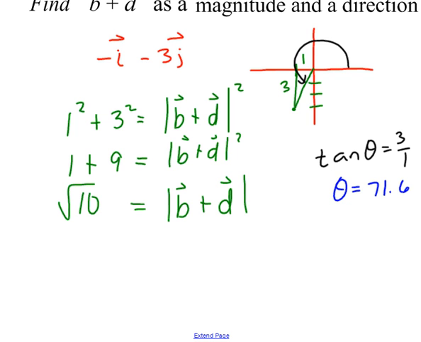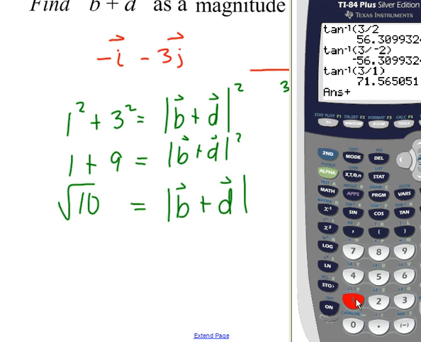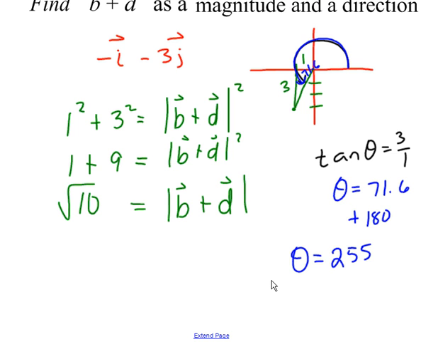But please know that is not your answer. That is, again, your reference angle. And we need to get this whole big angle, which means I have to go ahead and tack on 180 degrees. And so I end up with 255. Or sorry, 251.5. Round up.